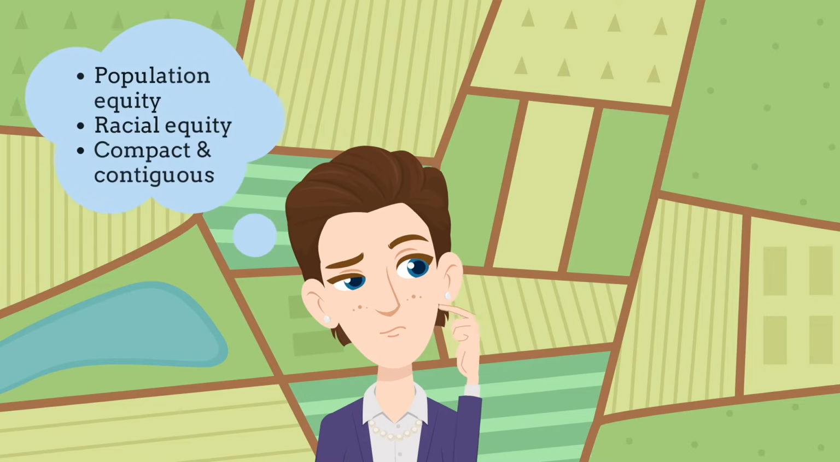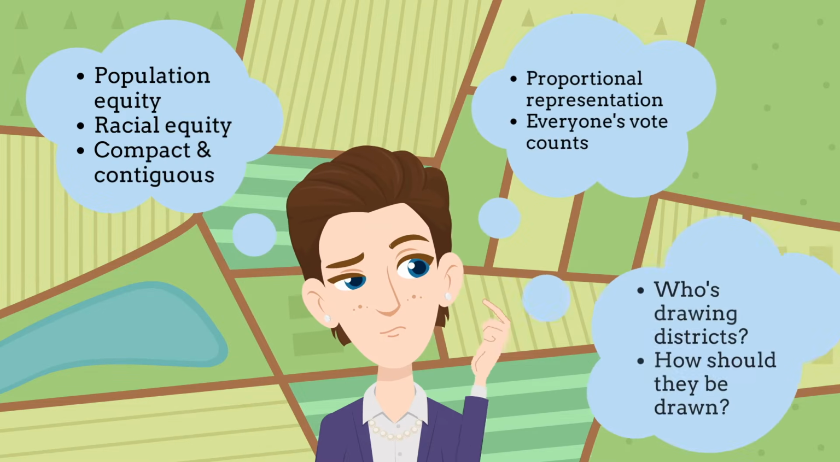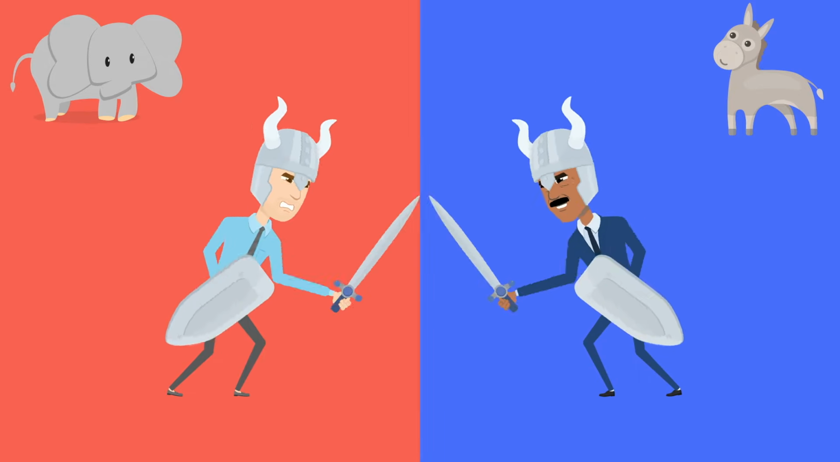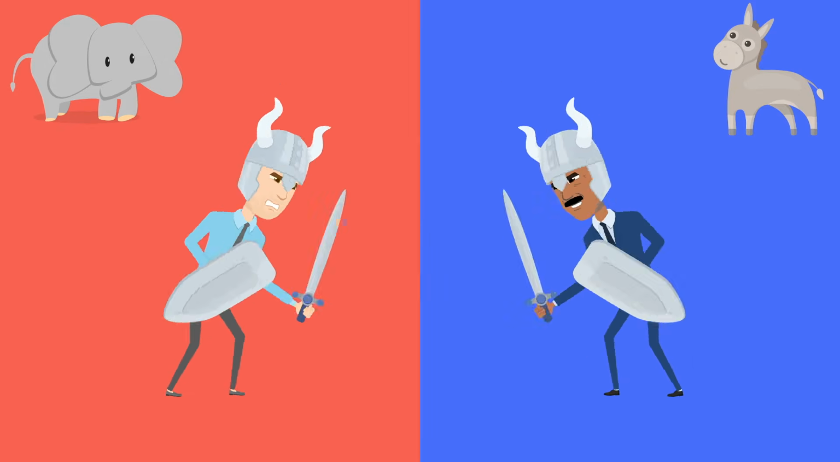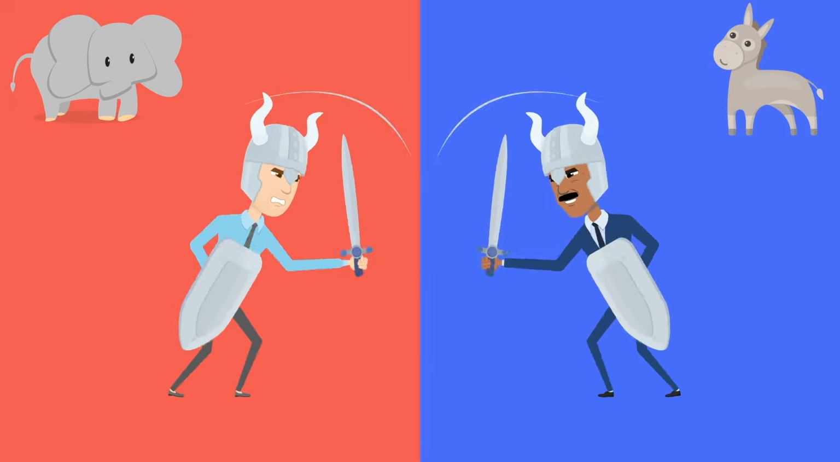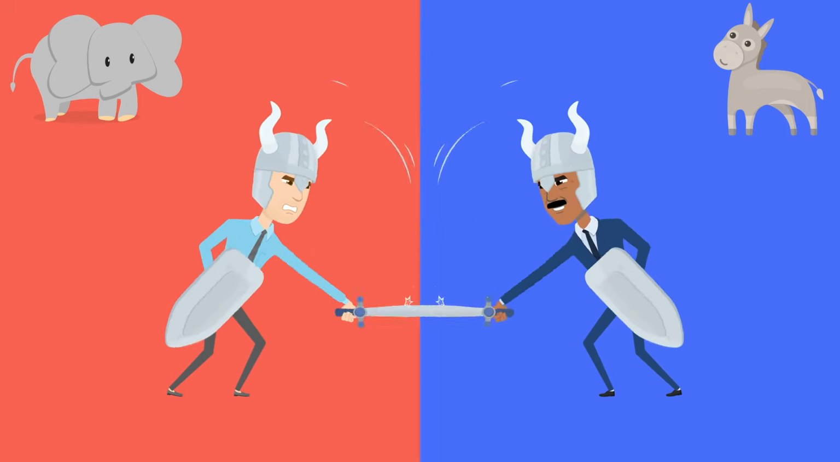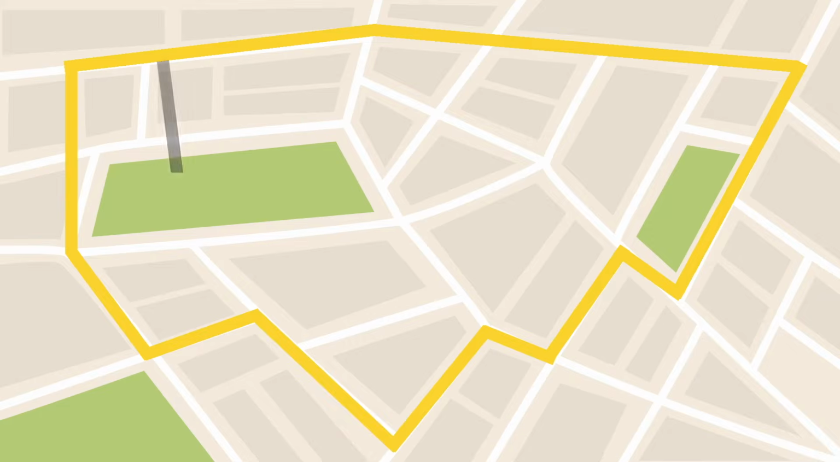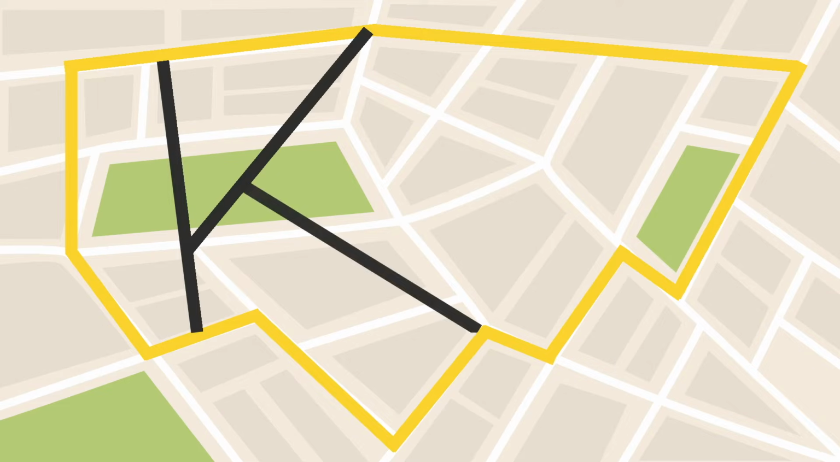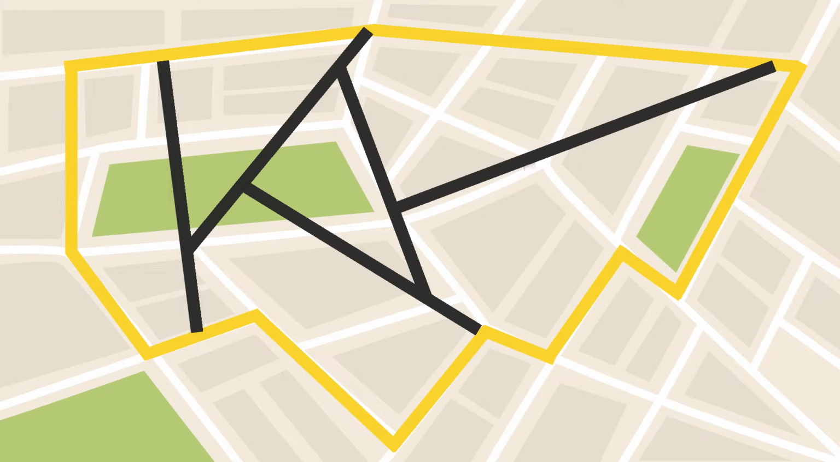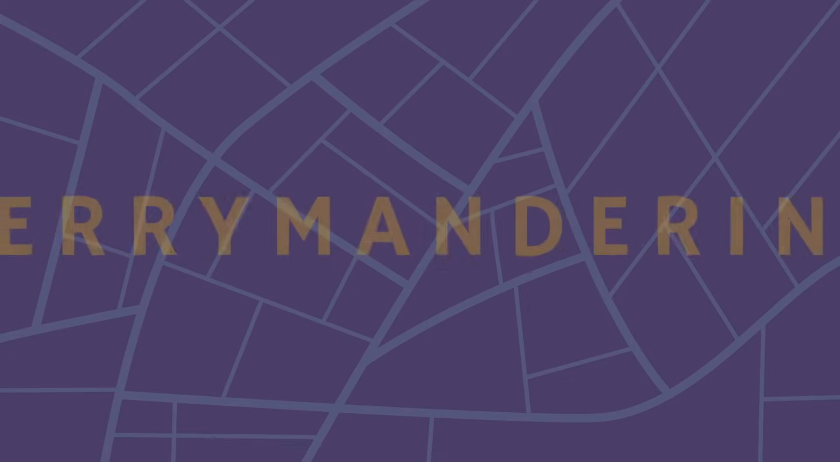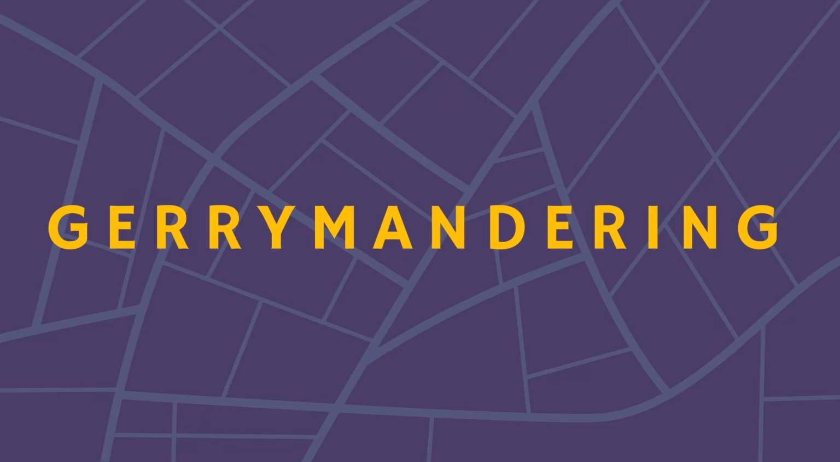With so many criteria, priorities, and factors, redistricting quickly gets complicated. When the people in charge of redistricting have their own political interests at stake, newly drawn districts can be manipulated to favor a particular political party or to repress the political power of a particular racial or ethnic group, especially historically marginalized communities. This act is called gerrymandering, and it's as old as our nation.